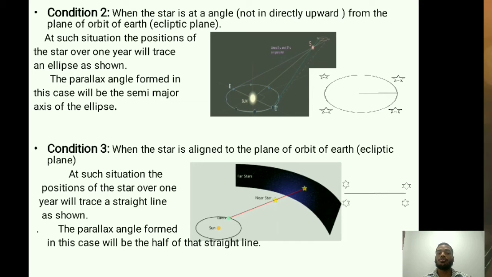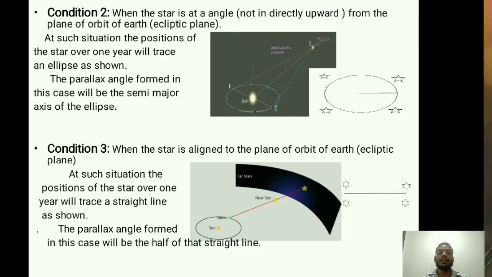Now condition 3: when the star is aligned to the ecliptic plane. In such a situation, the data of positions of the star over the year will form a straight line as shown here, and the parallax angle formed in this case will be half of the length of that straight line.